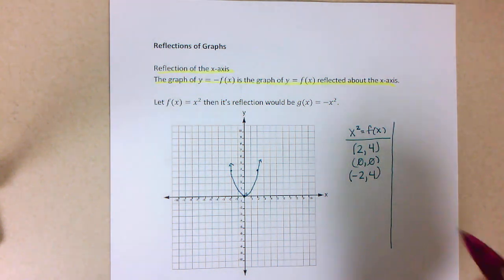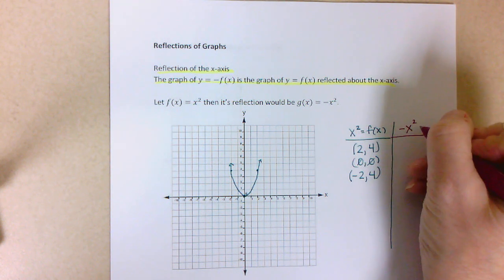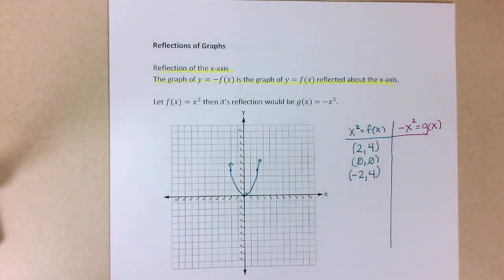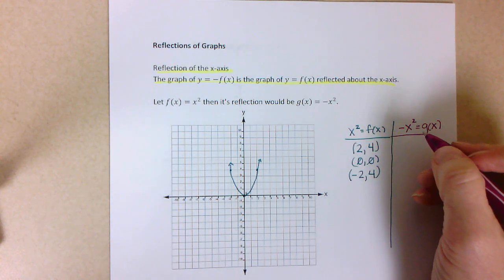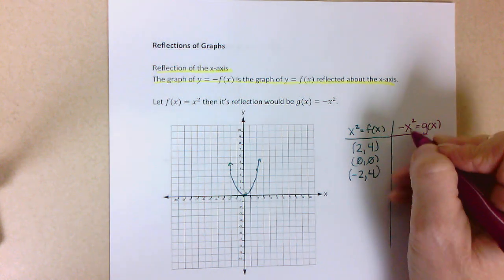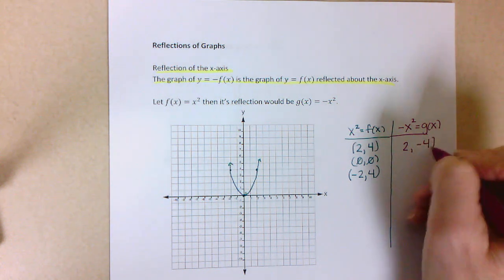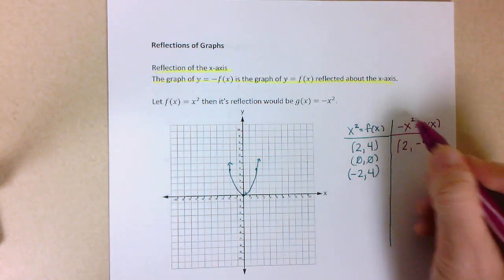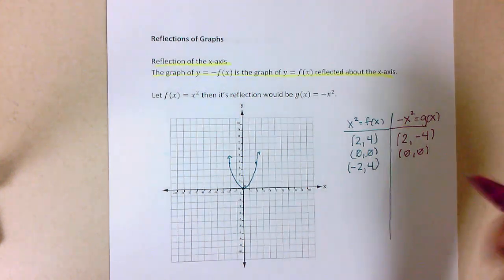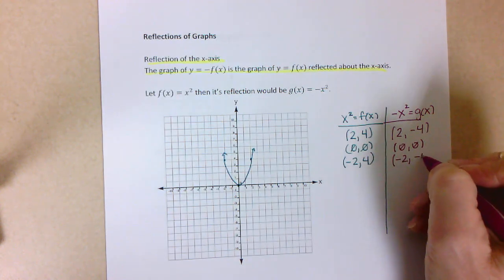Okay, now let's do negative x squared. So if we plug in 2, square that, it's going to be a negative 4, right? Because we square 2, the negative on the outside just gives us a negative 4. Plug in a 0, we still get 0. And then if we plug in a negative 2, that's going to give us a negative 4.